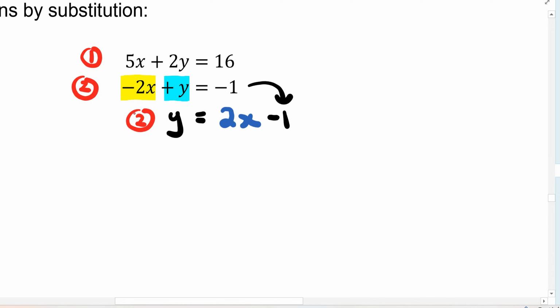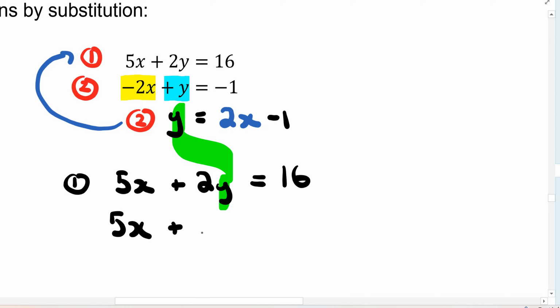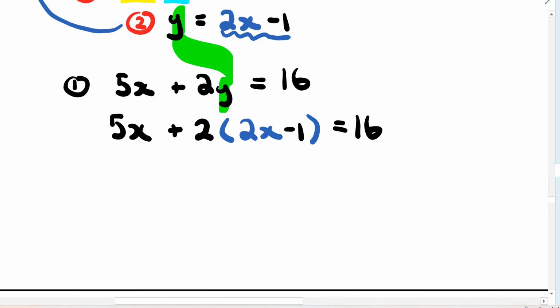Okay. Now we're going to take equation number 2 and substitute that back into equation number 1. So I'm going to rewrite equation number 1 over here as 5x plus 2y equals 16. And this y right here is equivalent to that y right there. So if I use my substitution step, I'm plugging 2 into equation number 1. Then instead of writing y, I'm going to write this equation right here, which is 2x minus 1. And that's going to equal 16. Okay, so there's your substitution step, and now you have a bunch of algebra steps to work out.